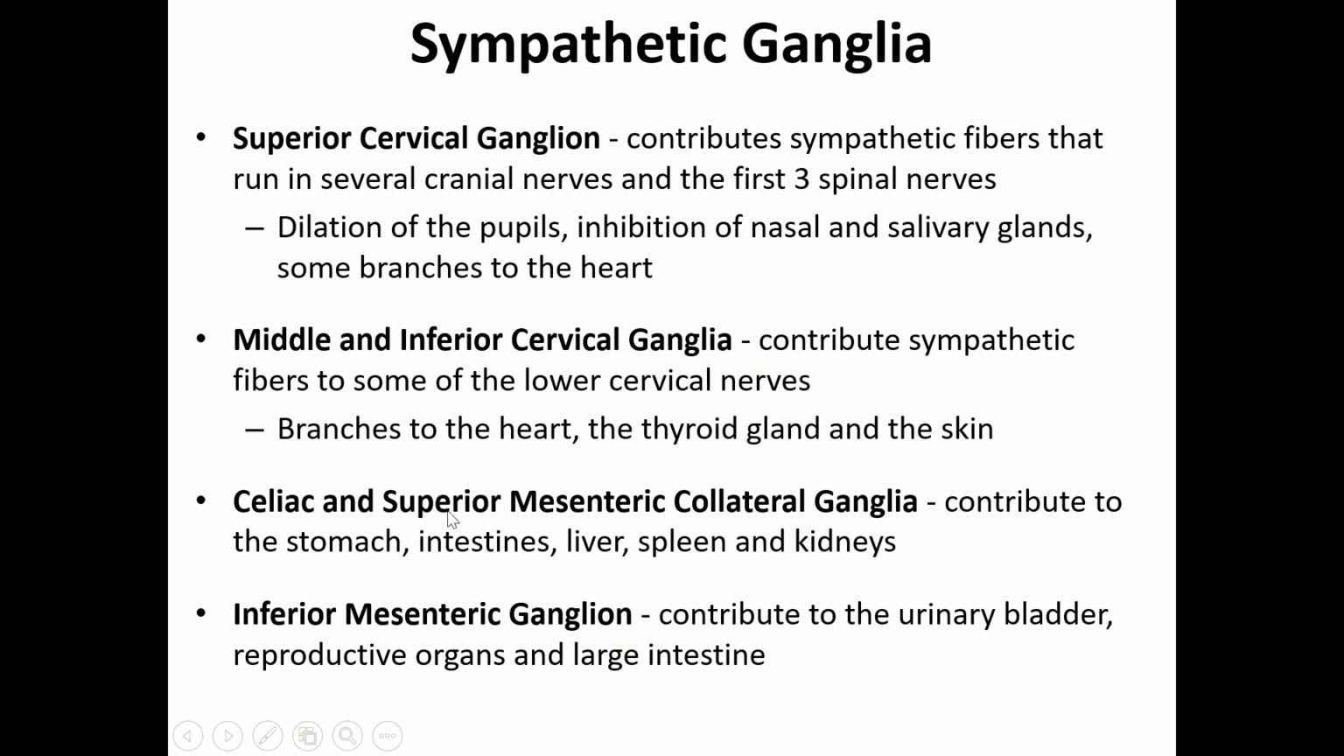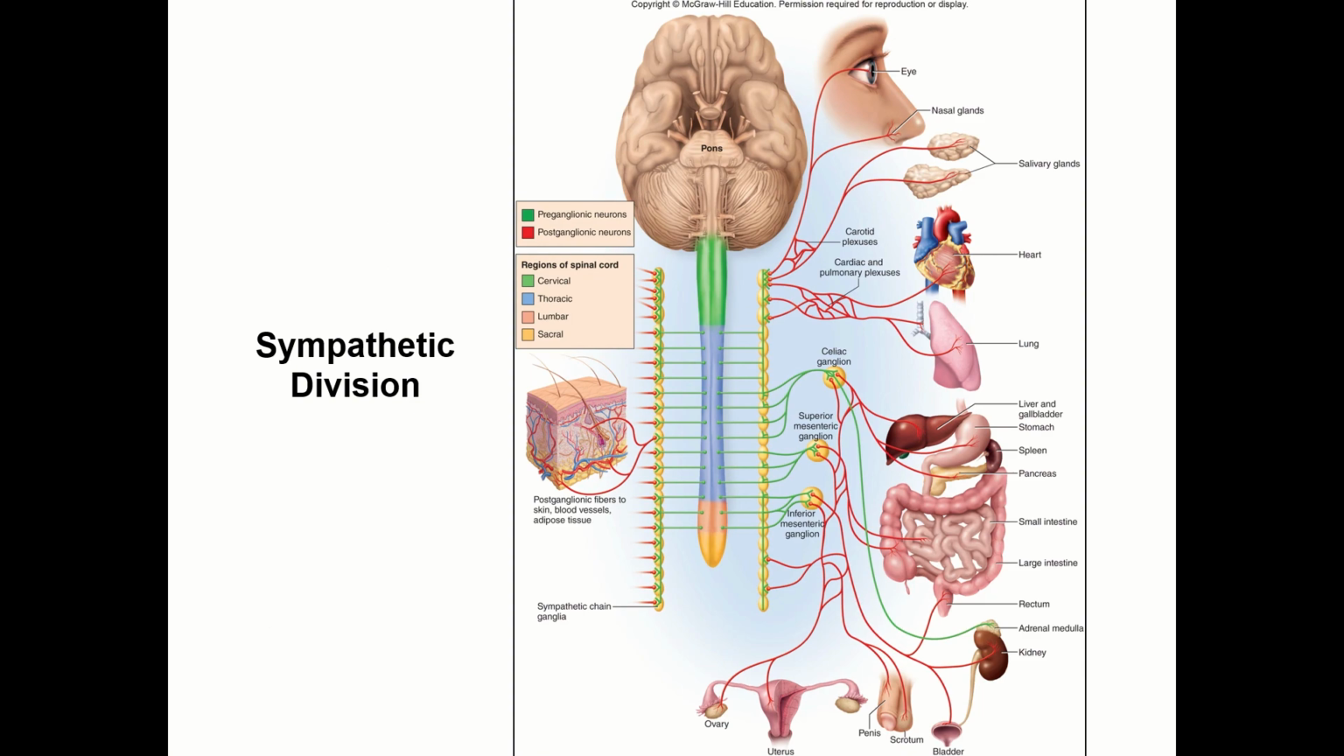As you looked at those celiac and superior mesenteric collateral ganglia, those were going to help with innervation to the stomach, the intestines, the liver, the spleen, and the kidneys. And the inferior mesenteric ganglion that we saw was contributing to the urinary bladder, the reproductive organs, and the large intestine. So you don't need to memorize all the organs that are supplied by each of these ganglia. What I would want you to know instead is that the cervical ganglia are those that are higher up, and that these collateral ganglia, superior and inferior mesenteric and celiac, are all associated with organs in the abdominal and the pelvic regions of the body.